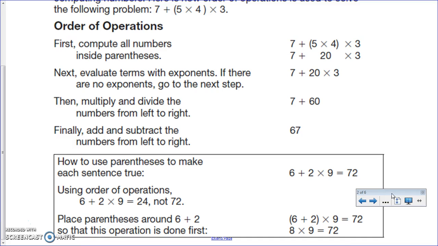There's a helpful acronym that helps you remember the order of operations. It's called PEMDAS. So please write that down somewhere on your paper. It stands for parentheses, exponents, multiplication, division, adding, and subtracting. Parentheses come first, then exponents, then multiplication and division go in order from left to right. So whatever order they show up in the problem, you do them. Then you do adding and subtracting in order from left to right.